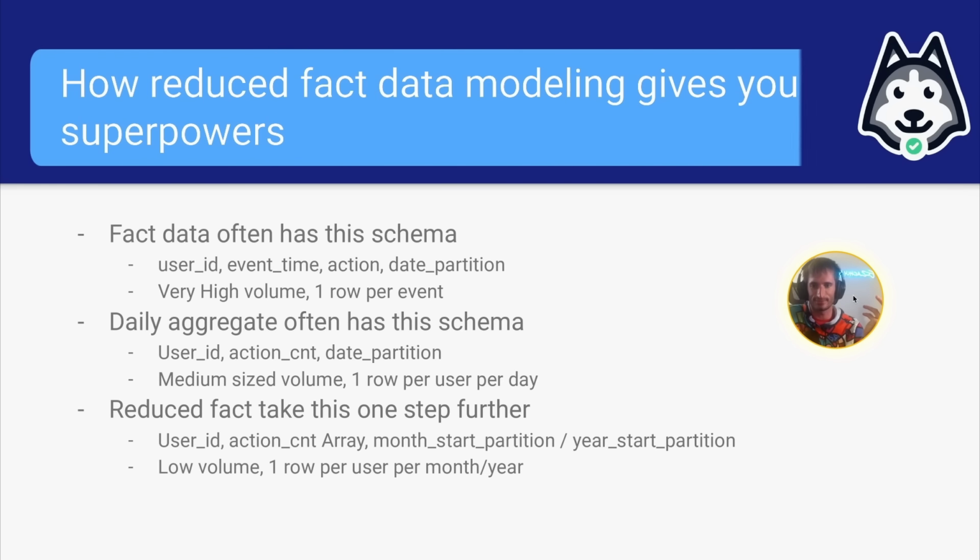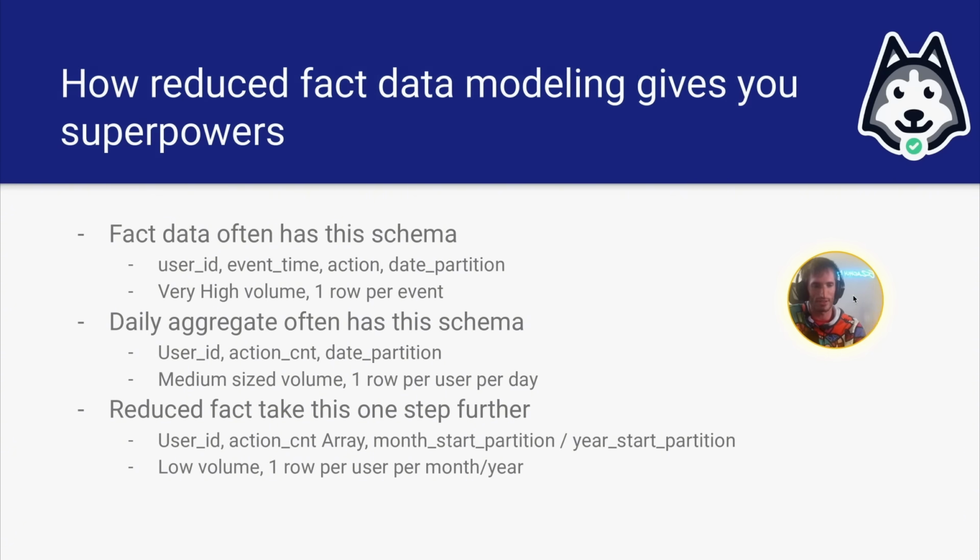Reduced fact data. So we talked about fact data before. Fact data often has a schema where you have a user, and then you have a time, an action, and a date, right? And this data is very, very high volume, incredibly high volume. Then the next layer down is you can aggregate this up, right? So instead you could have a user ID, and then an action count. So in this case, you could say I made 7 likes on January 3rd, and that could be that daily aggregate.